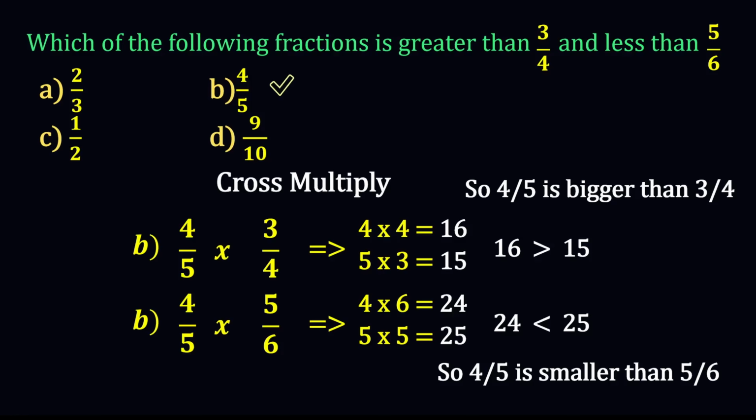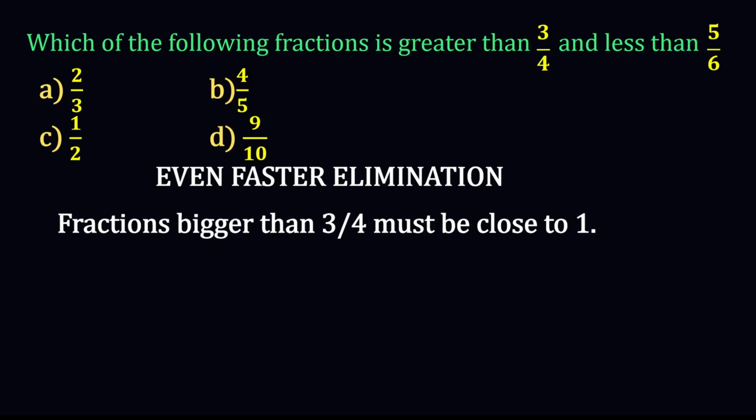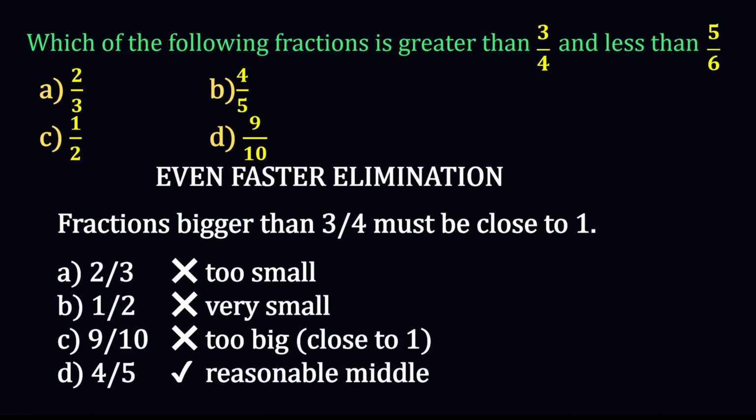So this approach is much faster. So in exam, if you ever come across this kind of question, you might want to consider using this method. There's even a faster method, which is elimination. Now, if you look closely at the option, fraction bigger than 3/4 must be closer to 1. Now, if you look at option A, 2/3 is too small. Option C, 1/2 is very small. And option D, 9/10 is too big, but it's close to 1. And option B, 4/5 is a reasonable middle. So we can automatically see that option B, which is 4/5, is the correct answer.